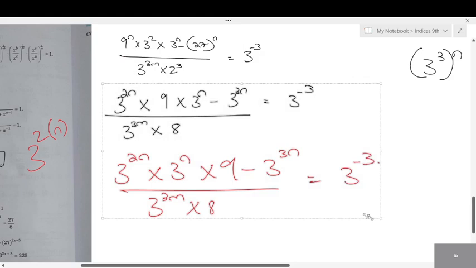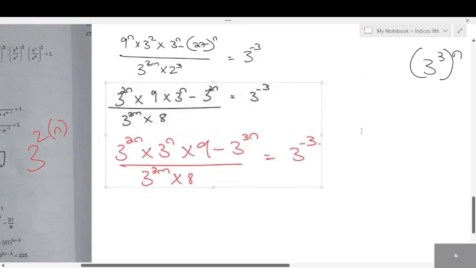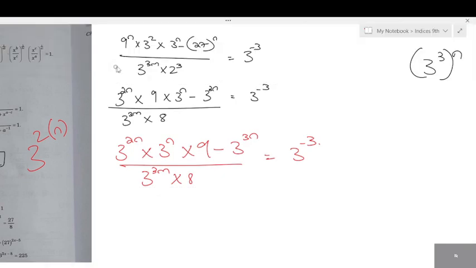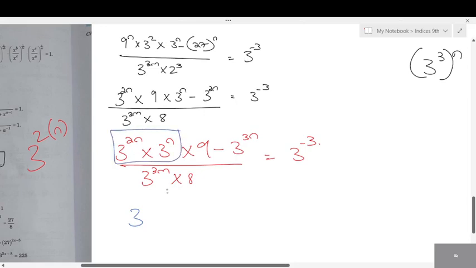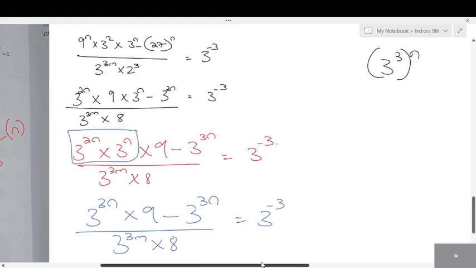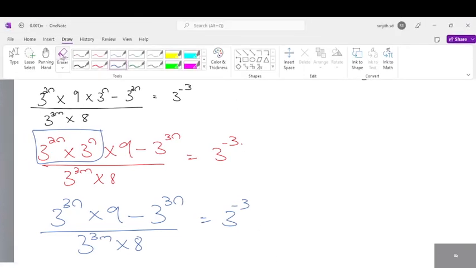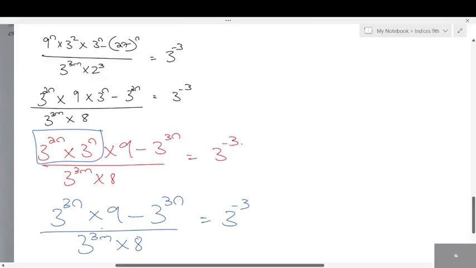Now can you apply the product law? Are the powers the same or different? Look at the power, students. Apply the product law for these two. What do you get? What is 2n plus n? I'll write it directly. 3n into 9 minus 3 to the power of 3n divided by what? Into 8. Is it clear? Till here all of you understood? Tell me, what is common in the numerator? 3 to the power of 3n. What's the remainder?